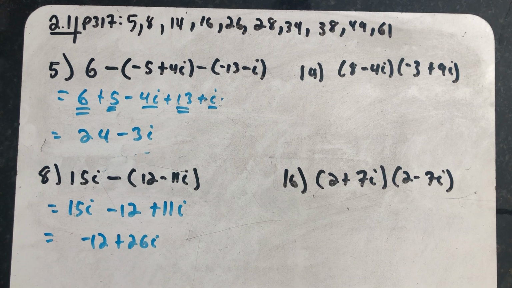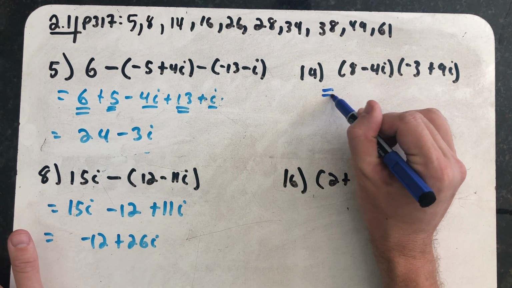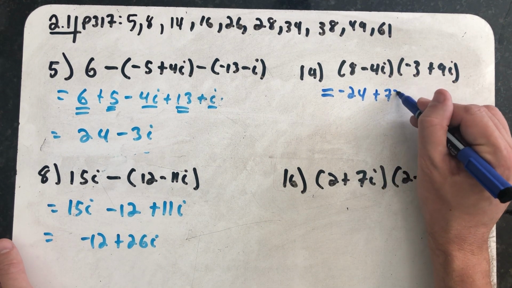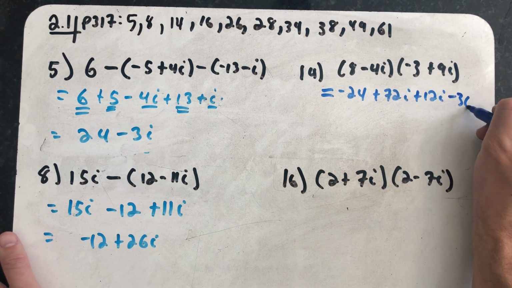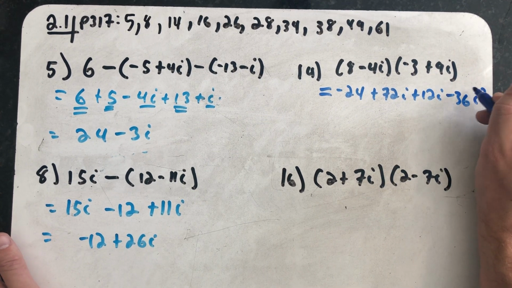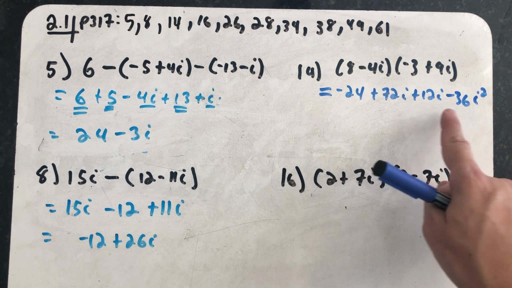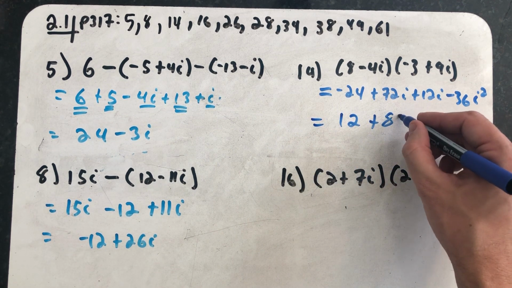The next problem I want to do, number 14 there, we'll need to multiply these 2 complex numbers together by distributing. 8 times minus 3 gives me minus 24, plus 72i, plus 12i, and finally minus 36i squared. But I'm really going to think about that as a positive 36 because i squared is minus 1, so it changes the sign on that minus 36. So I end up with minus 24 plus 36 would give me a real part of 12, and I end up with 84i.